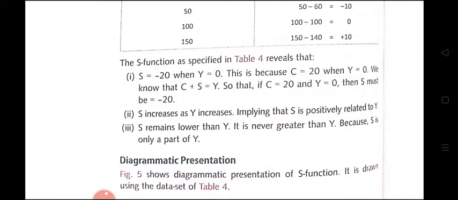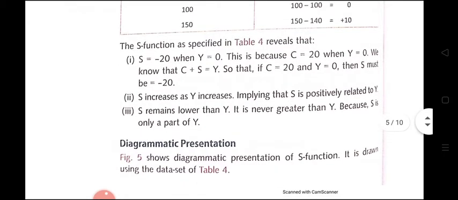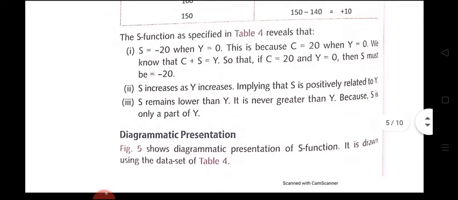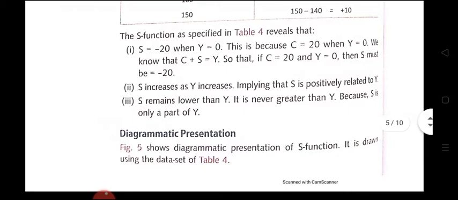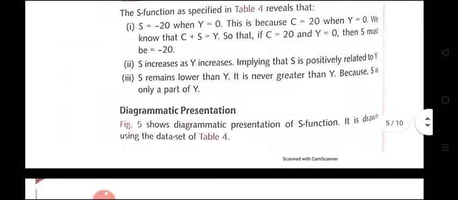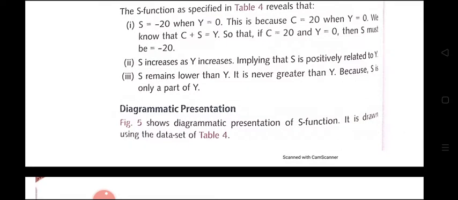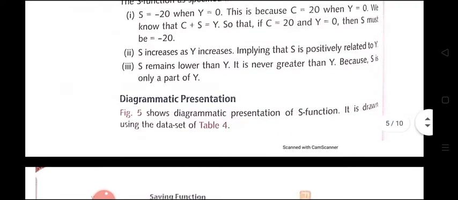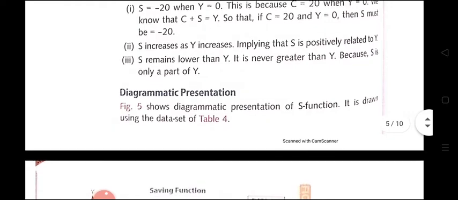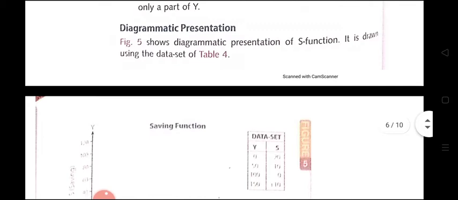S increases as Y increases, meaning that S, that is saving, is positively related to Y, which is national income. So if income increases, saving will also increase. If income decreases, saving will also decrease. And one more thing, S will always be less than Y. It is never greater than Y because S is only a part of income. Income is either consumed or it is saved. So S is only a part of income. Therefore, S can never be more than income.